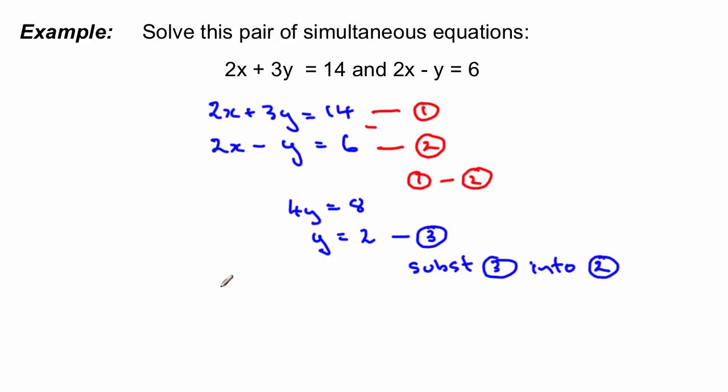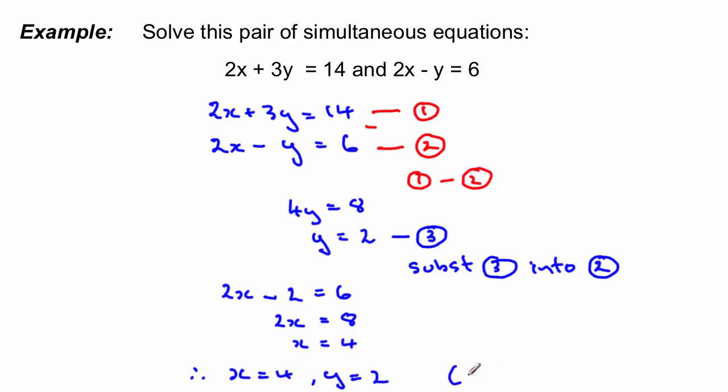So we've got 2x minus, now y is 2, equals 6. So solving this, we get 2x is equal to 8 and x is equal to 4. So our solution is that x is equal to 4 and y is equal to 2, or in ordered pairs we've got 4 and 2 as our solution.